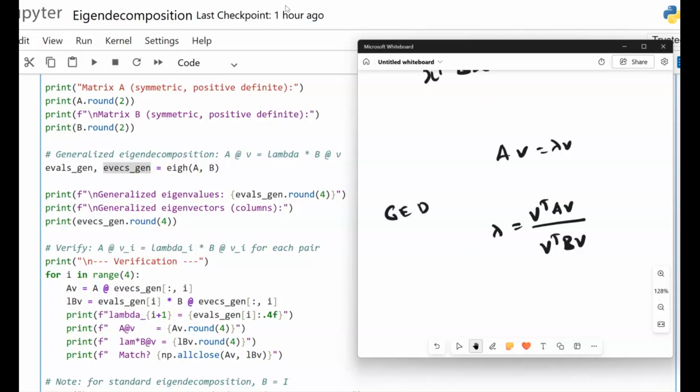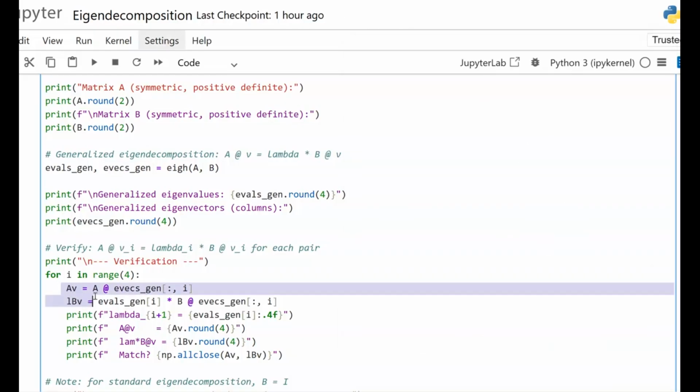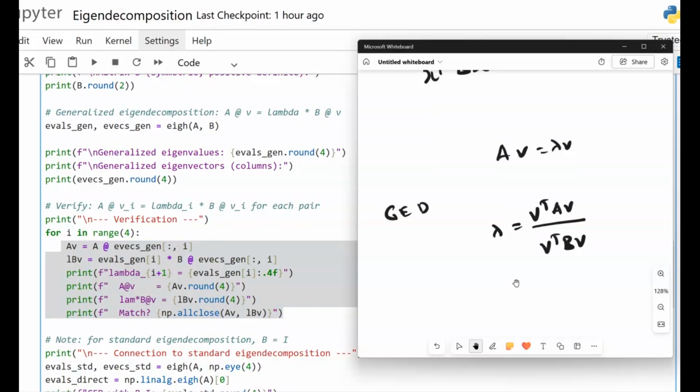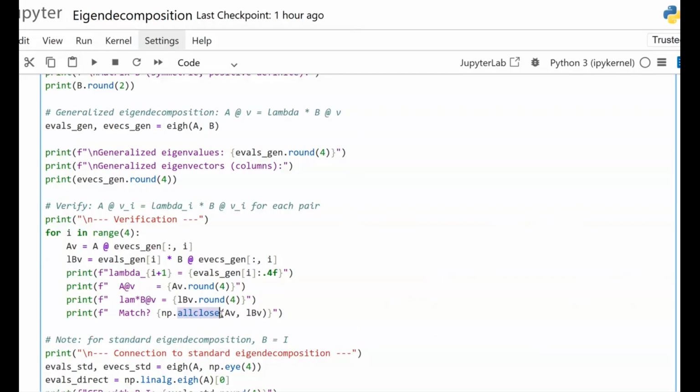And yes, we are going to have a verification check, that is here with this loop. By using the allclose functionality, it is going to check the equation A multiplied by V sub i equals lambda sub i B times V sub i. And here, kindly observe, this allclose check confirms numerical correctness.